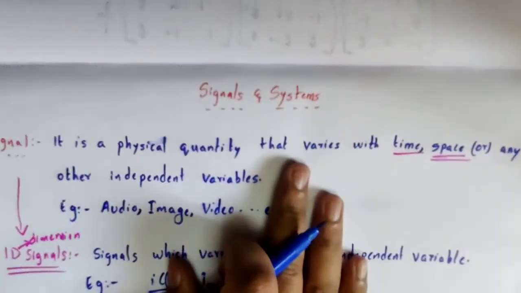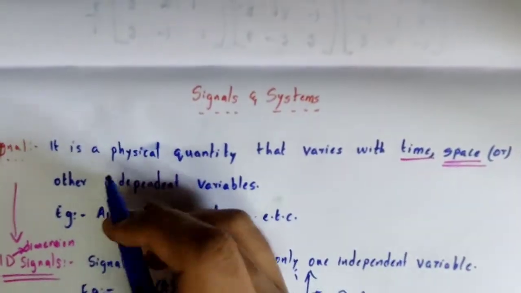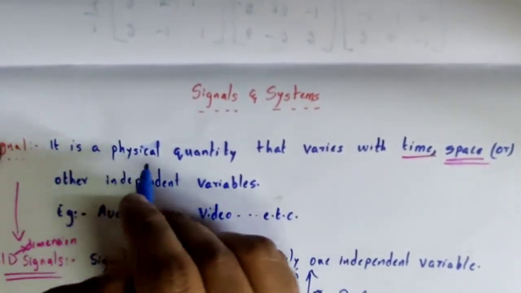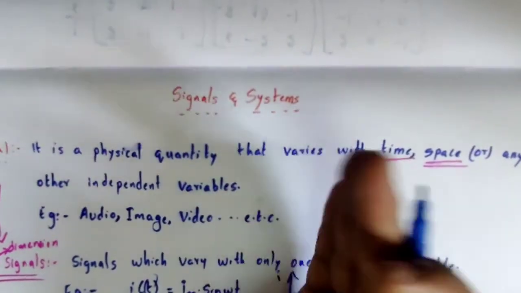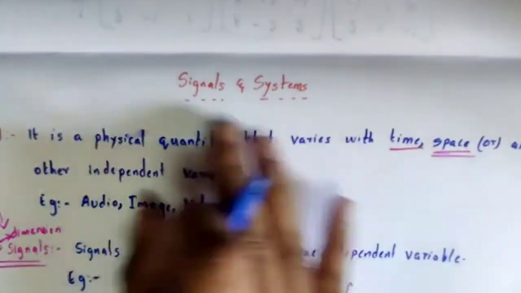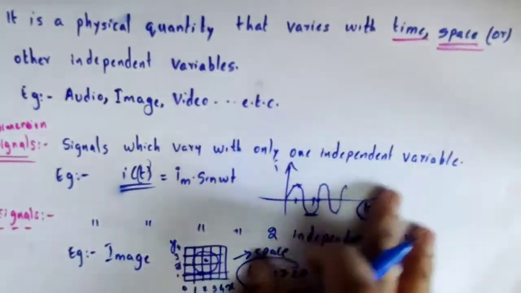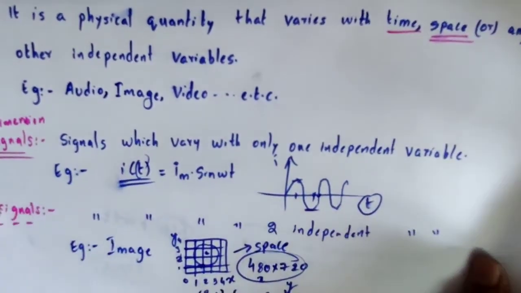Now let us come to the definition again. Now you would be getting a much clearer idea of this definition. A signal is a physical quantity that varies with time, space, or any other independent variable. I hope this definition is now clear after explaining so many examples, right?